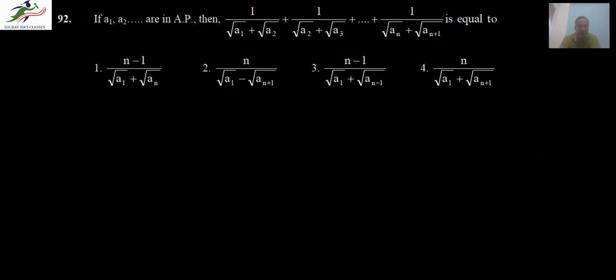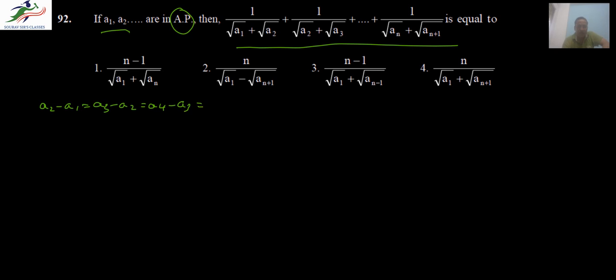We come to the next question, which says a1, a2, etc. are terms in arithmetic progression, and we are asked to find the value of the given expression. So if a1, a2 are in arithmetic progression, this would mean a2 minus a1 will be equal to a3 minus a2 will be equal to a4 minus a3 will be equal to a(n+1) minus an, and that will be the common difference of the AP. Now we look at the expression.